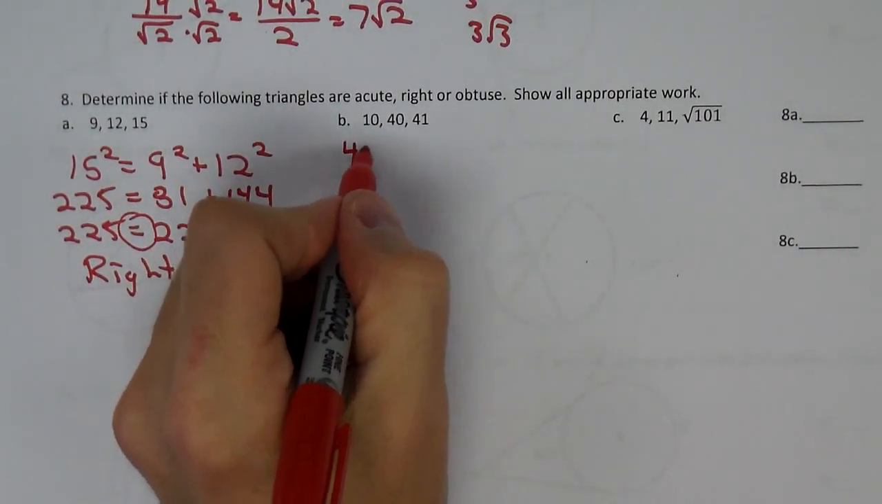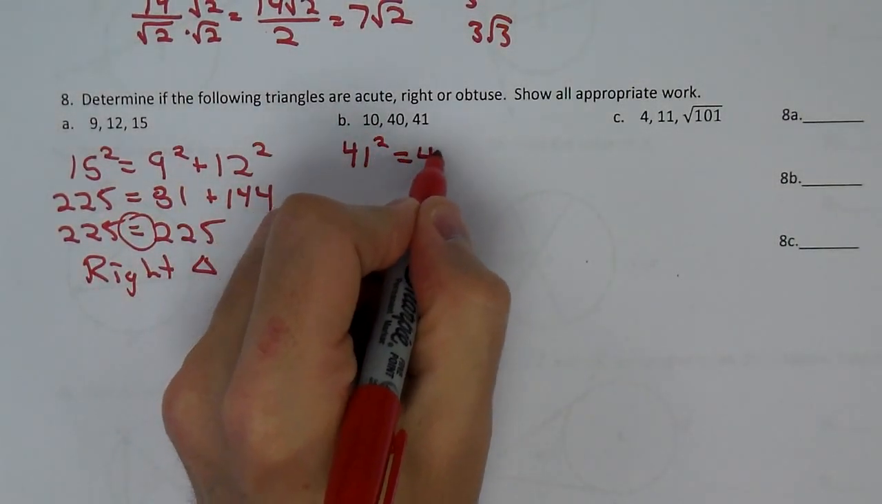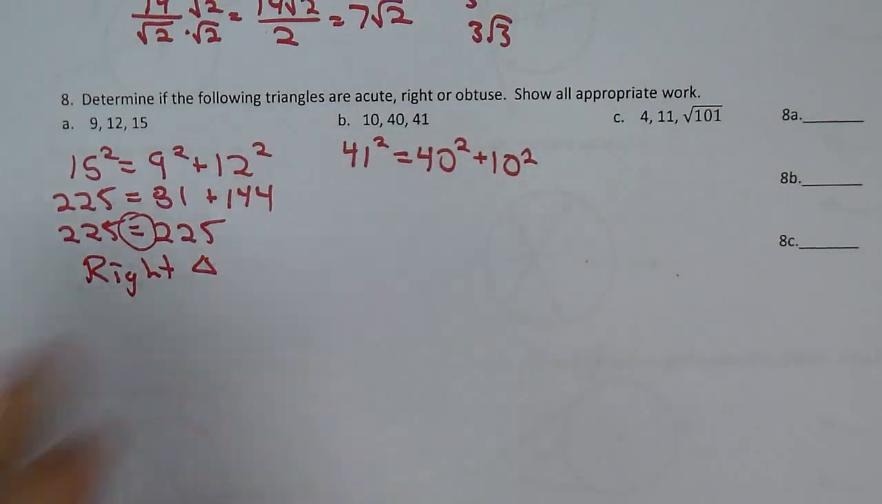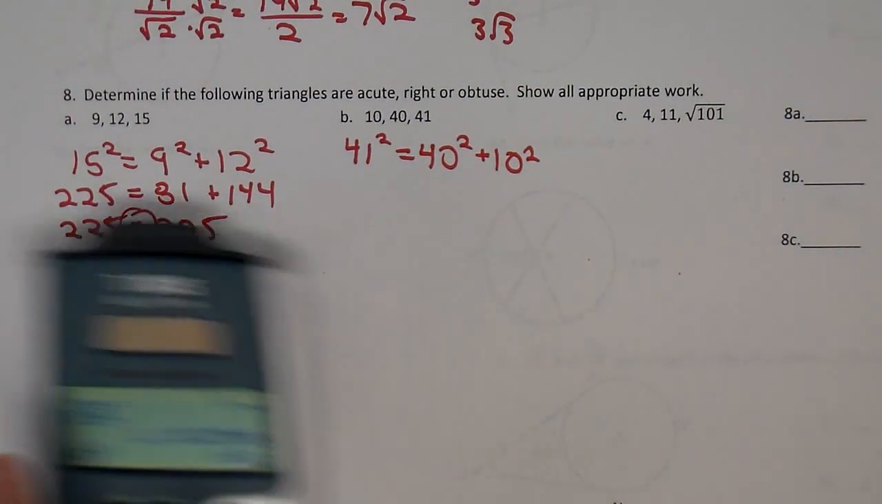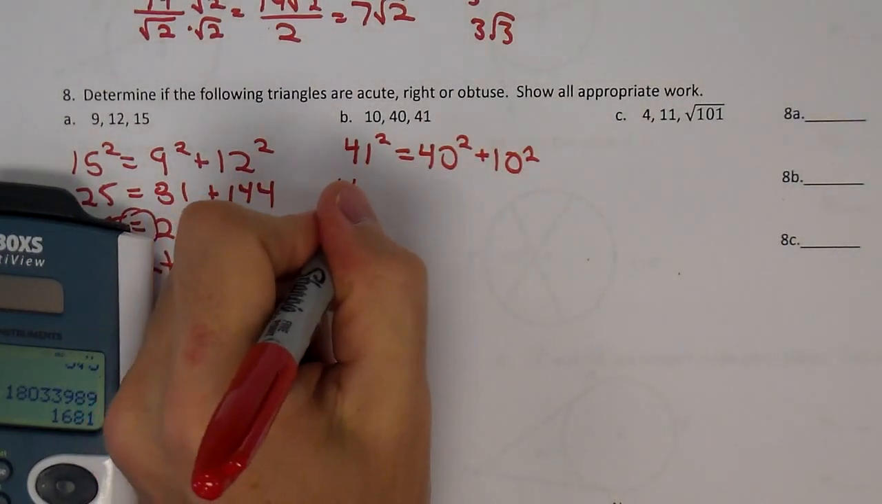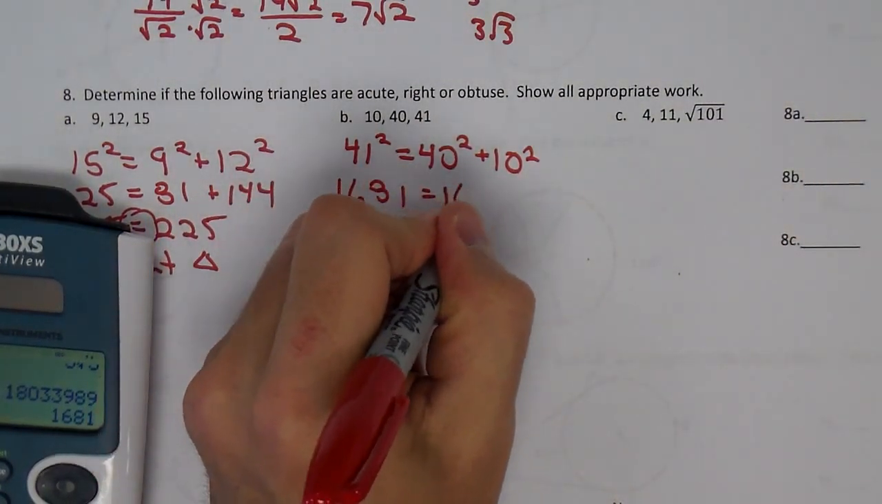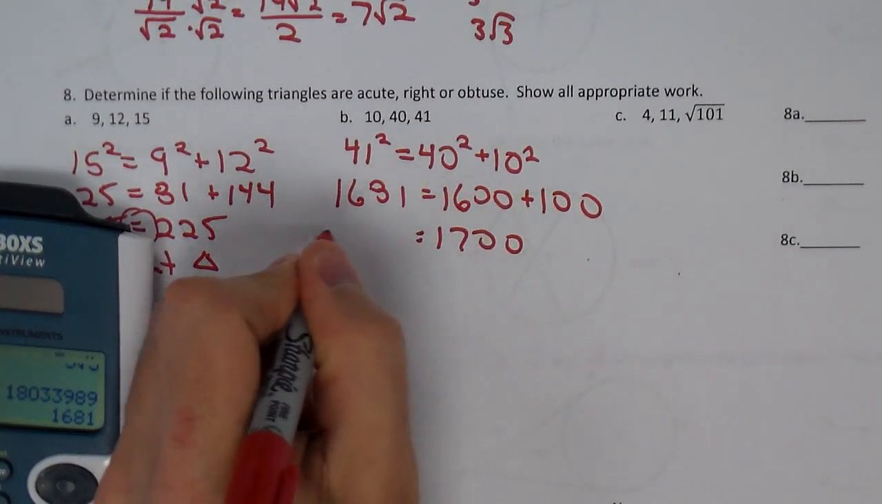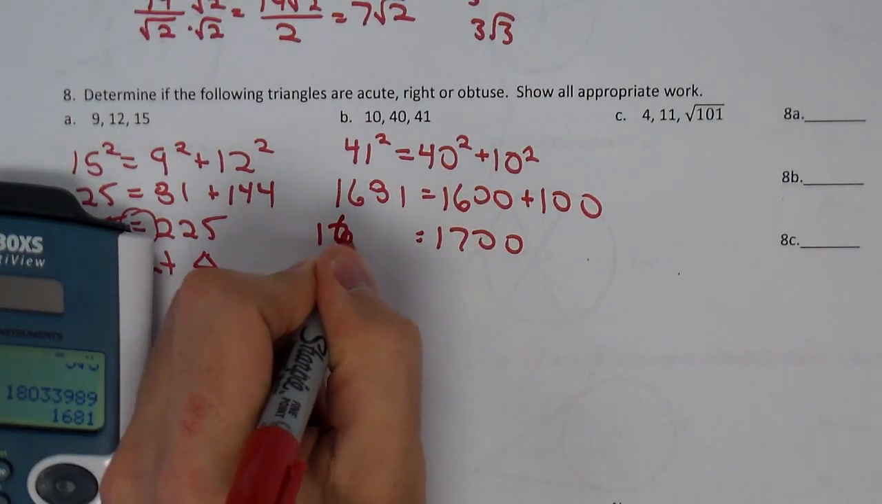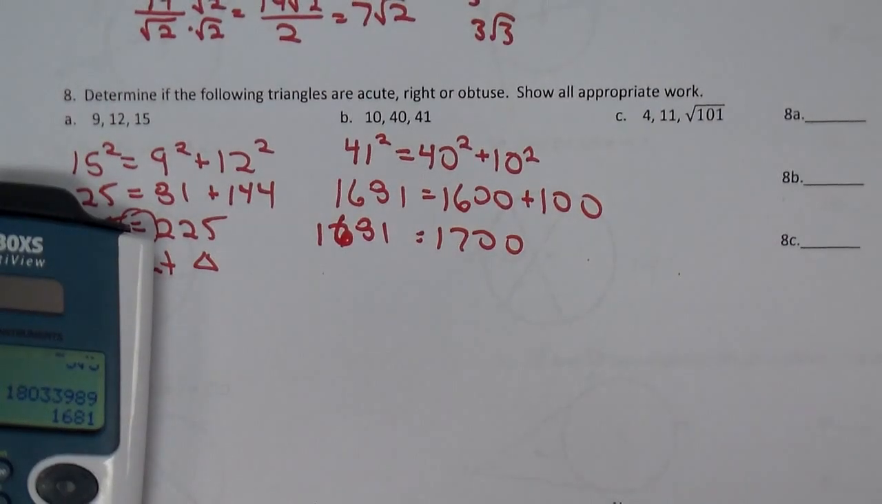Now we come over here and we have 41 squared equals 40 squared plus 10 squared. I like to write the longest side first when I do these. 41 squared is 1681. 40 squared is 1600. Plus 100, we have 1700. And 1681. Clearly not the same.